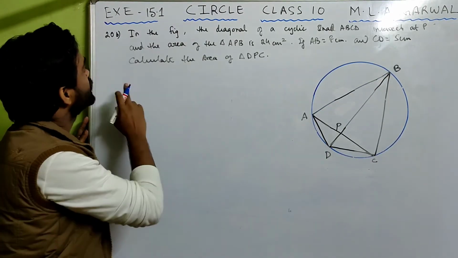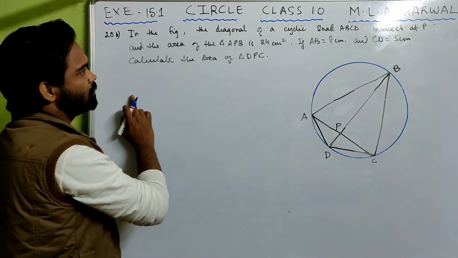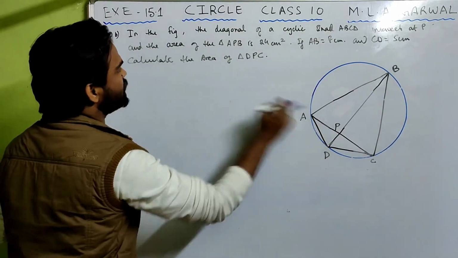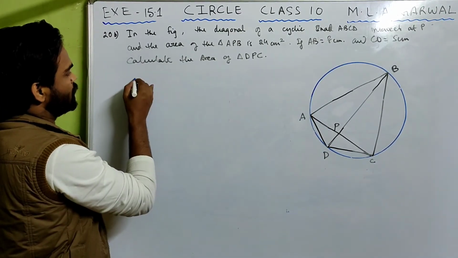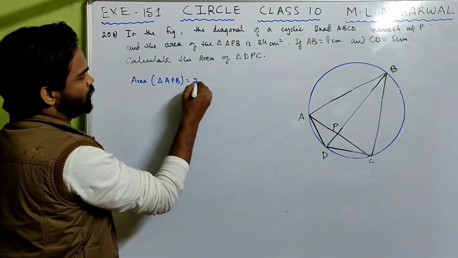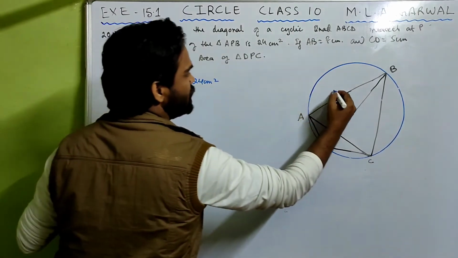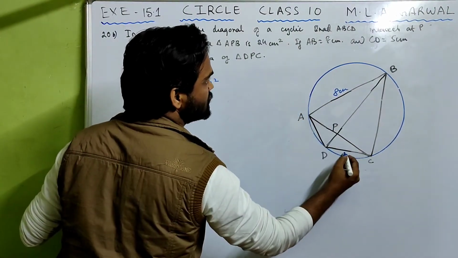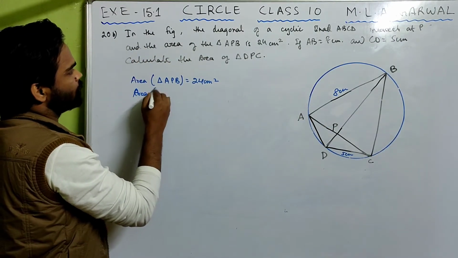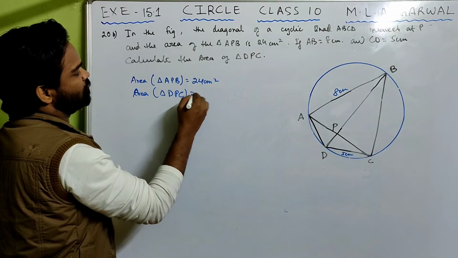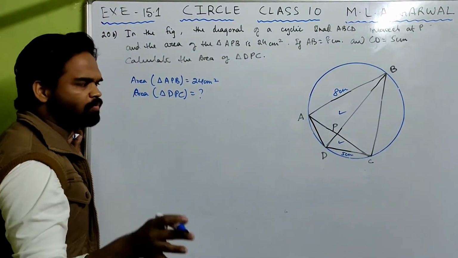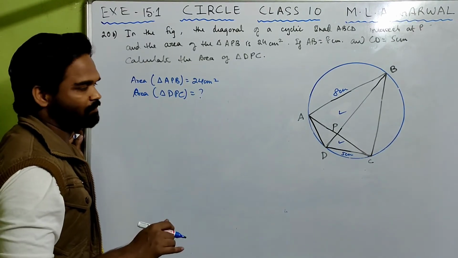Now look at this sum. 20 part B. In the figure, the diagonal of the cyclic quadrilateral ABCD intersect at P, and the area of triangle APB is given as 24 centimeter square. If AB is 8 centimeter and CD is 5 centimeter, calculate the area of triangle DPC. Very easy. Look at these two triangles. Just prove that they are similar, our work is done.